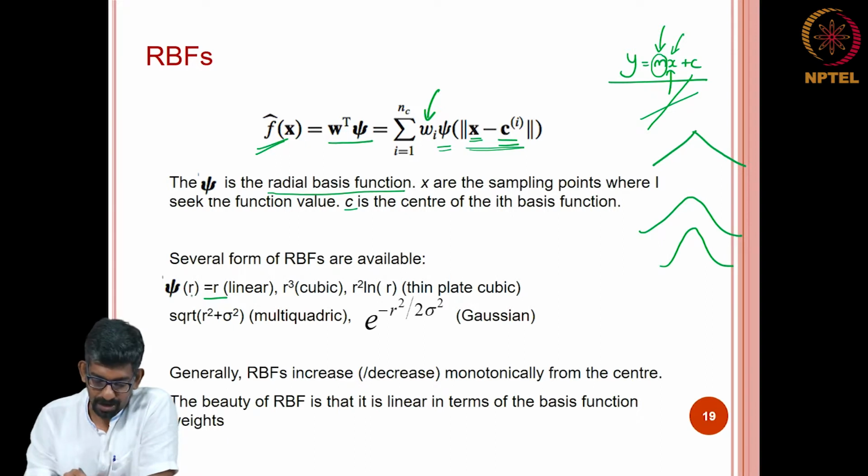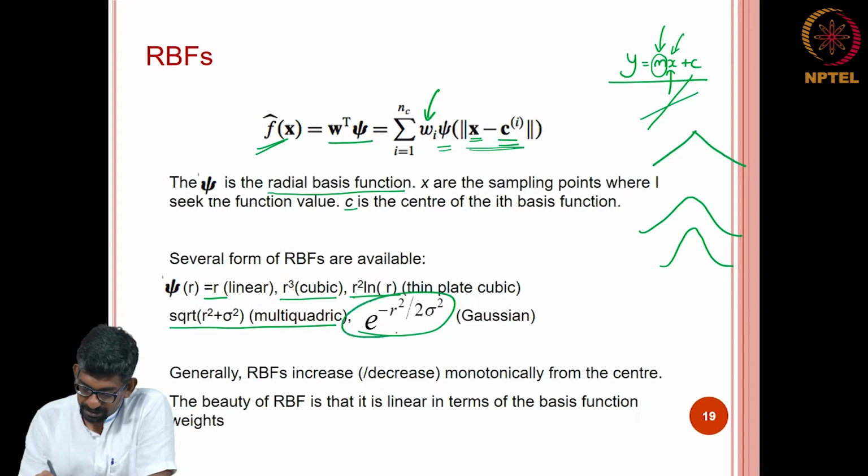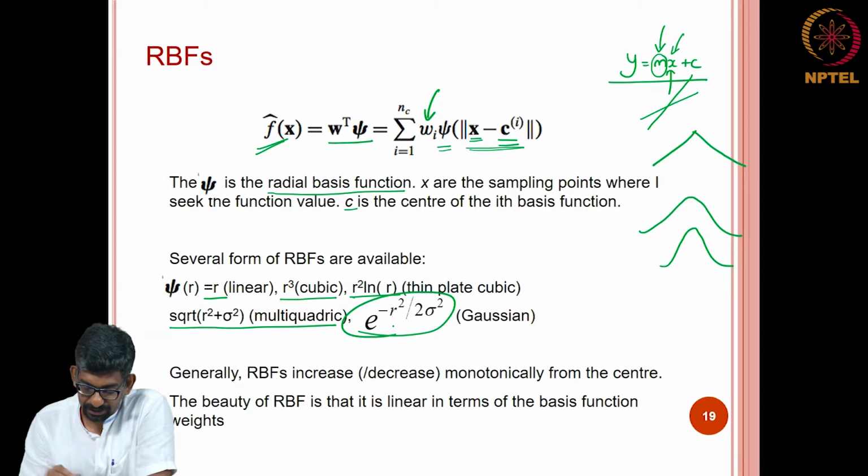Psi of r, r is just the difference, in a normalized sense, let us say it is linear, the one that we discussed. Okay. It could be cubic, r cube. So, for every distance, for 1 it will be 1, for 2 it will be 8. Okay. Then there is something called a thin plate cubic. So, it goes in this form, r squared times log of r. There is some multiquadric. Something that we are interested in general is our Gaussian. So, the Gaussian, if you see, is slightly different from the top.